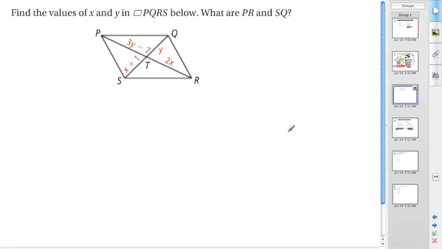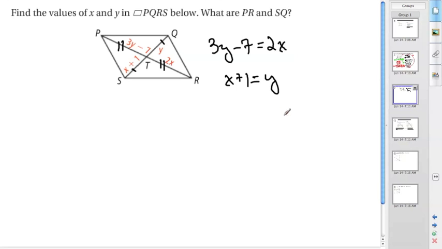Here's one more problem. So you have a parallelogram. They want PR, the length of the diagonal, and SQ, which is a diagonal. You know diagonals bisect each other, so you're going to have two congruent parts. So you have 3y minus 7 equals 2x. And you know that x plus 1 equals y. I'm already in y form.